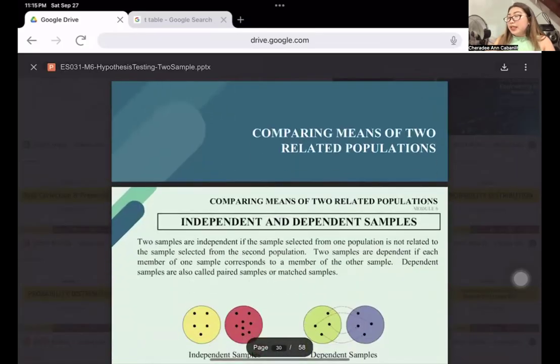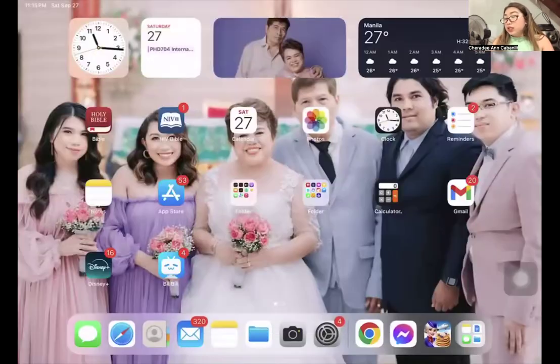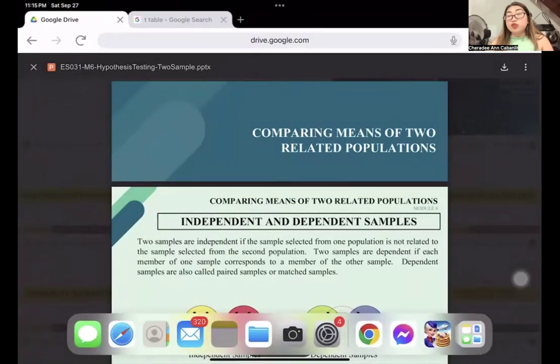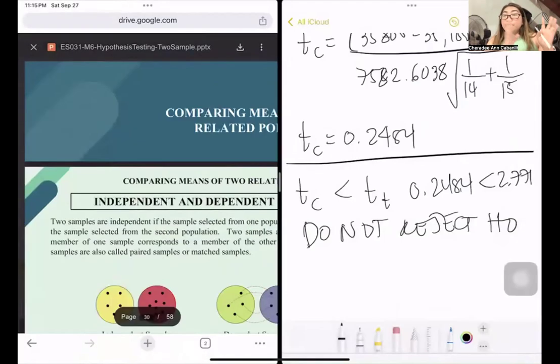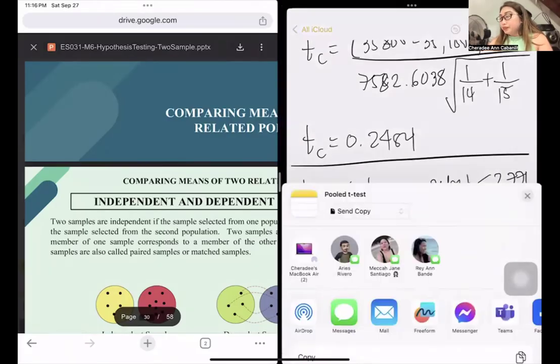Okay? Now, let's go to, so actually you're just going to substitute values ra gyud. Okay? The only difference that happened with pooled and separate variance t-tests is for pooled, you computed for the SP to be used in the computed value, or TC. But for the separate variance t-tests, you had a different way of computing DF just to locate your T-table value, but the computed value is very simple. Okay, so that's the difference among the two.